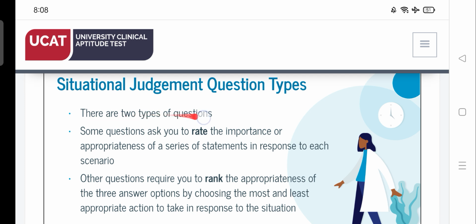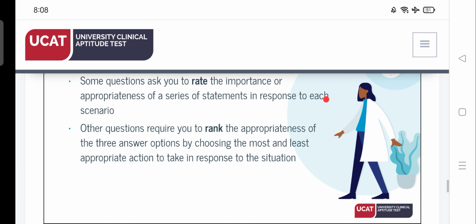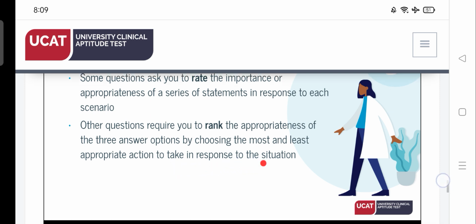There are two types of questions. Some questions ask you to rate the importance or appropriateness of a series of statements in response to each scenario. Other questions require you to rank the appropriateness of the three answer options by choosing the most and least appropriate action to take in response to the situation.